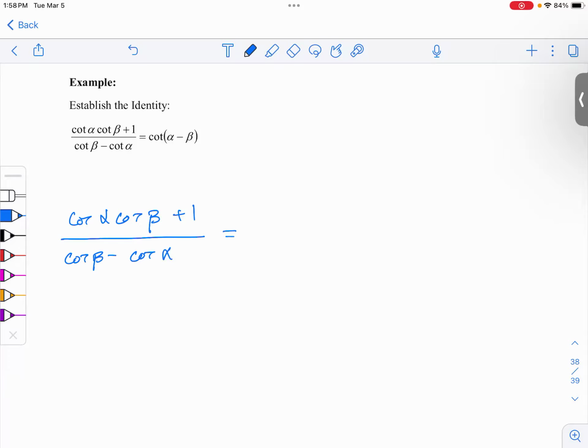All right, so we're on the left side. We're going to start here. What do we think we should do? Jada? Change to sines and cosines? Absolutely, right? I have cotangents all over the place, which means I know that's cosine over sine. All right, that's converting to sines and cosines.